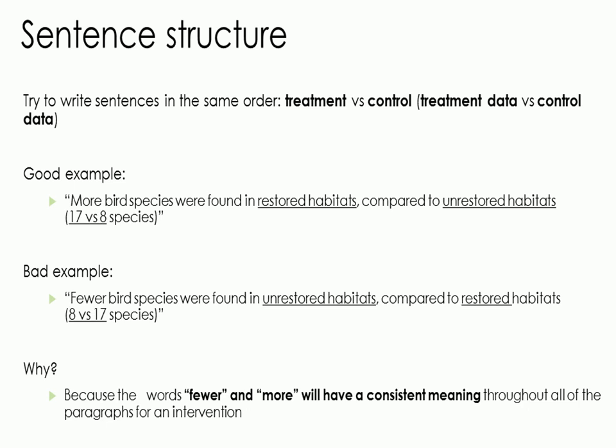If you start switching these word orders around, you end up with this sort of situation here. So more bird species were found in restored habitats compared to unrestored habitats. If you flip around that word order, you could say fewer bird species were found in unrestored habitats compared to restored habitats. This means the same thing. But when you're going through and reading 20 paragraphs on this intervention, and you see more and fewer, it's very confusing if they mean the same thing. So I think it's far more useful if more always means the same thing, and it will always mean the same thing if you write in this order. So write treatment versus control, treatment data versus control data, and when someone's quickly reading through, they'll know that more is a good thing for birds.